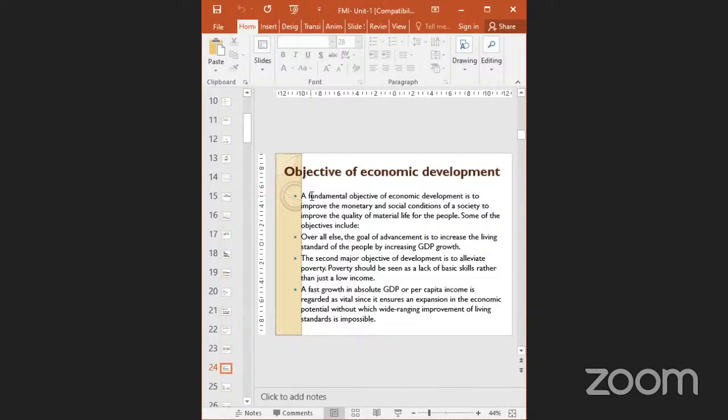That means what? First of all, we'll talk about the fundamental objective of economic development: to improve the monetary and social condition. Now, how to improve the monetary and social condition? Monetary condition only improves when we have employability, when we are employed. That means we earn. Everyone should earn. Everyone should have increased purchasing ability, and when the purchasing ability of the individual increases, the market automatically moves. Do you understand what I'm saying?